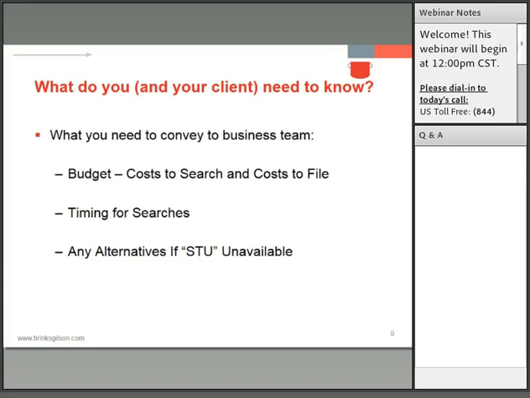And then my favorite, alternatives if stew is not available. So always good to have backup names, obviously. I know that for a while, in my in-house practice days, we really pushed for five alternative names, at least five that would work.